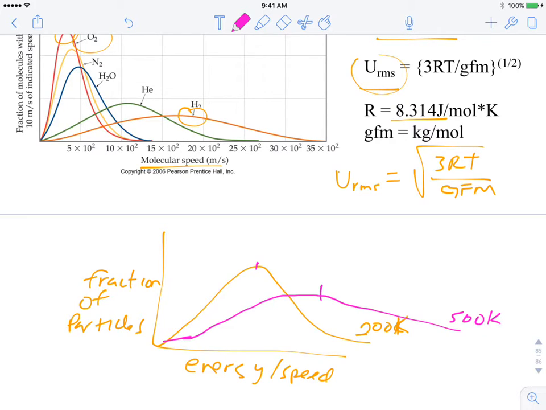And what if I lower the temperature? Let's say I make it 50 Kelvin. If I do 50 Kelvin, now the particles tend to clump together like this. And so this will be at 50 Kelvin.